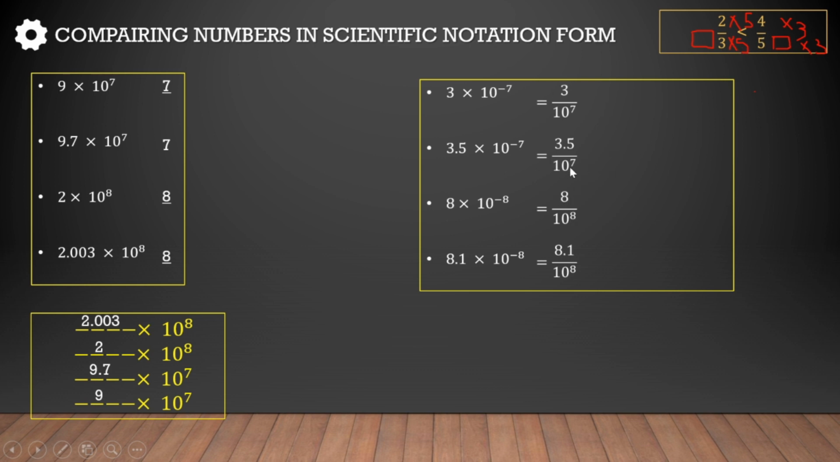Suppose we are comparing these two only. To compare them, let's follow the same procedure, and that is, let's make the denominator the same. For making the denominator the same, we have to multiply the denominator by 10. And so to counterbalance it, we'll multiply the numerator by 10. Now, what's the answer? The answer is this.